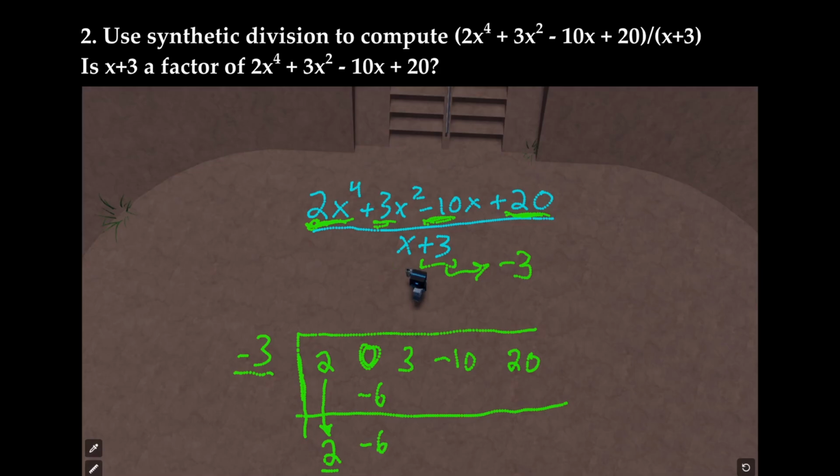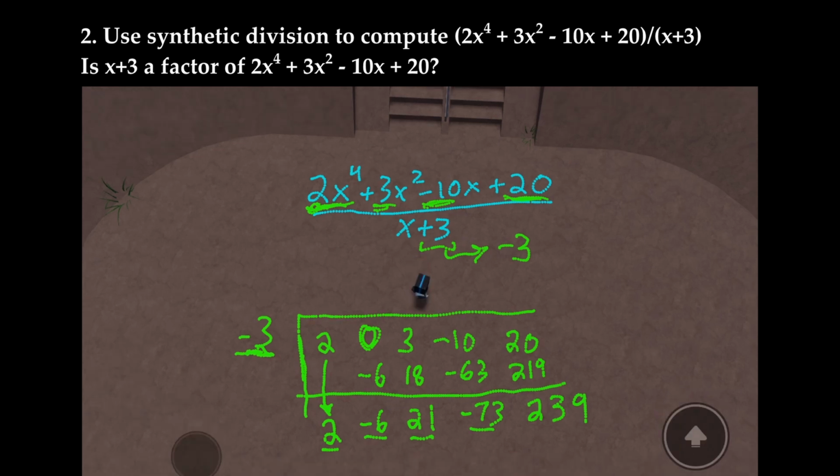Now you do minus 3 times minus 6. You're going to get positive 18. Now do 3 plus 18. 3 plus 18 gets you 21. Now do minus 3 times 21, that's negative 63. And then minus 10 plus minus 63 is minus 73. And then finally do minus 3 times minus 73, that ends up being positive 219. And then do 20 plus 219. That is 239. And now we have all the coefficients in our answer.